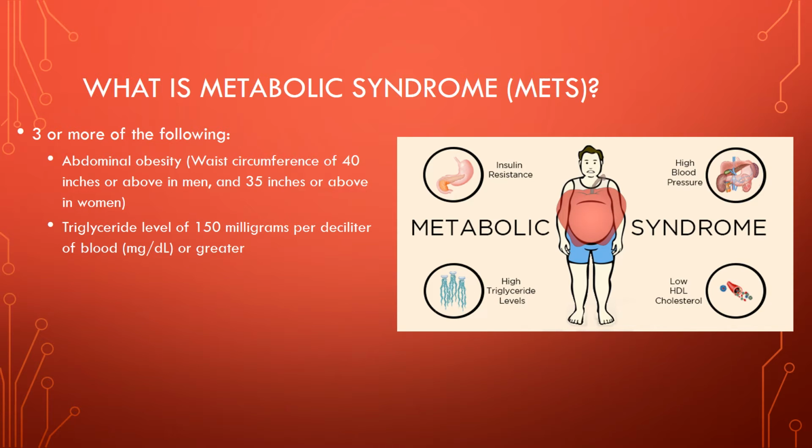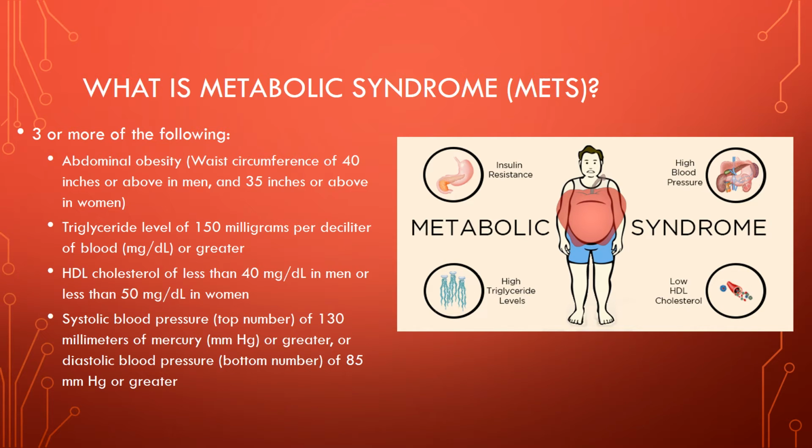A triglyceride level of 150 milligrams per deciliter or greater. HDL cholesterol, remember this is good cholesterol. So HDL less than 40 in men or less than 50 in women. Systolic blood pressure of 130 or greater, or diastolic blood pressure of 85 or greater, or a fasting glucose of 100 milligrams or greater.